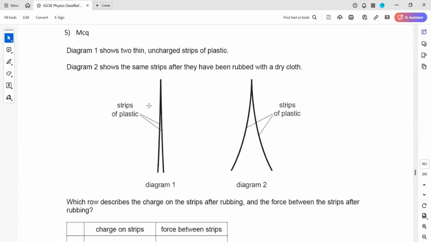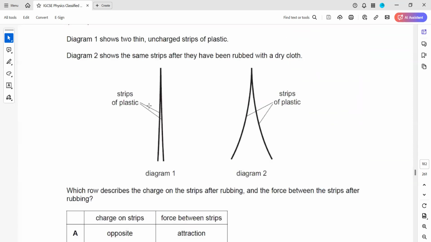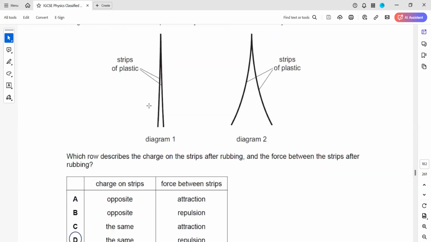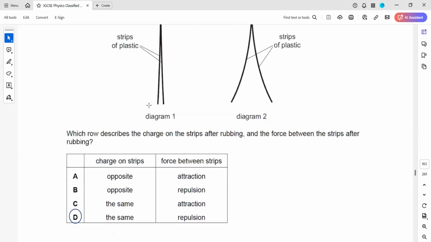Then diagram one shows two thin uncharged metal strips, and the strips have been rubbed with a dry cloth. Because they are repelling each other, pushing each other, it means they have like charges. So if this is positive, this will also be positive, or if this one is negative, this will also be negative, as like charges repel. The charge on the strips will be the same, they will have identical charge, and they will repel each other. That's why option D is the right answer.